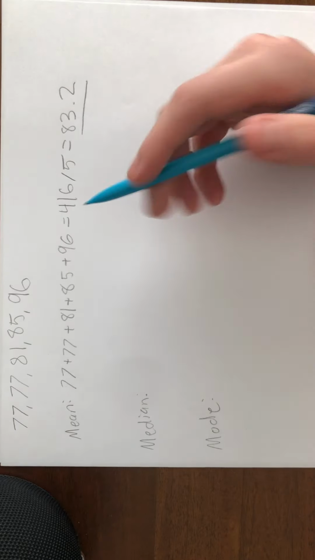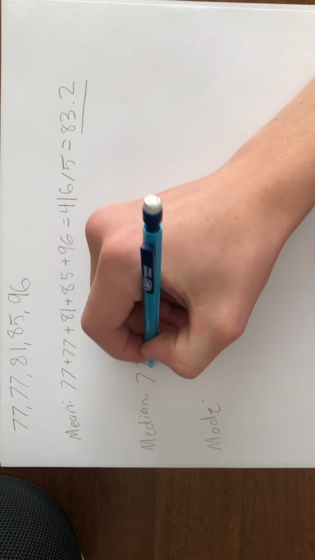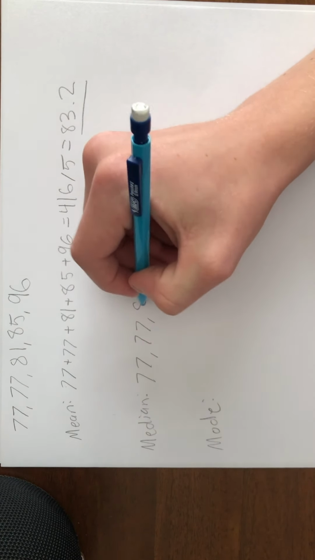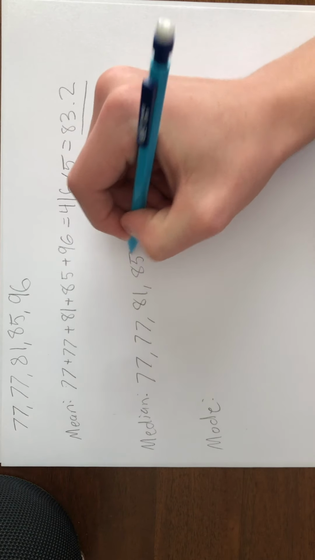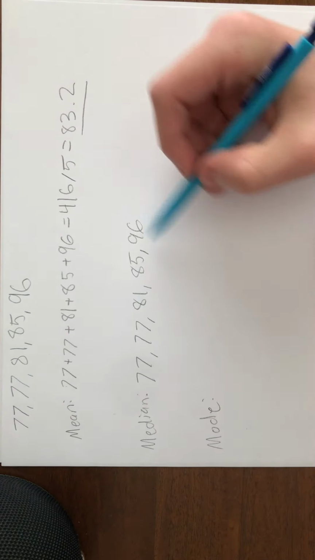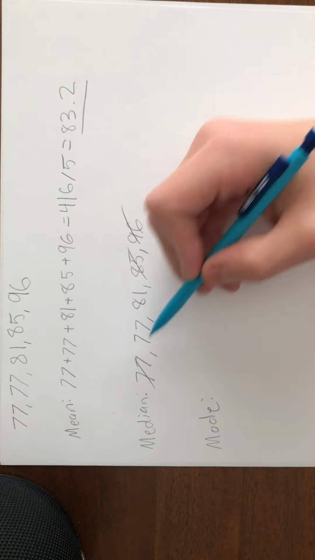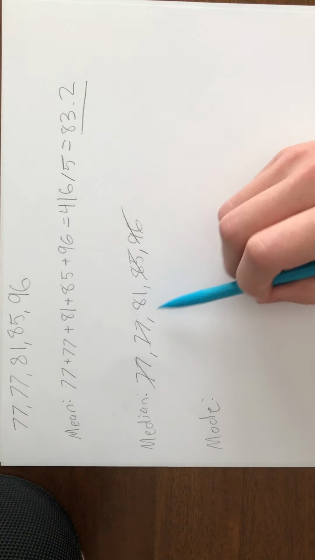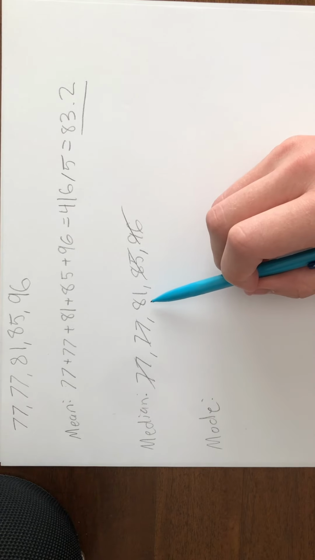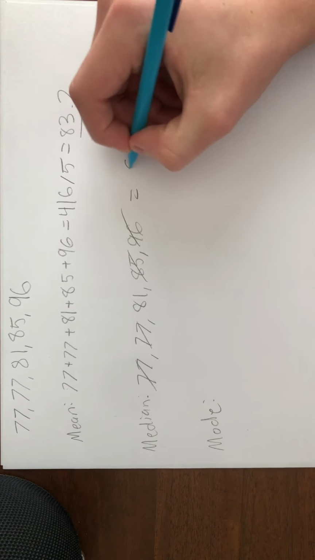In this case, we would take our set of numbers and we would take off 1 from the highest, 1 from the lowest, 1 from the highest, 1 from the lowest, and our middle number right here is 81. So that would be our median.